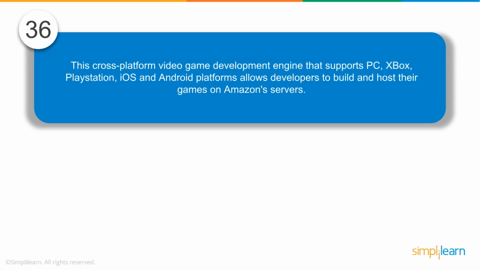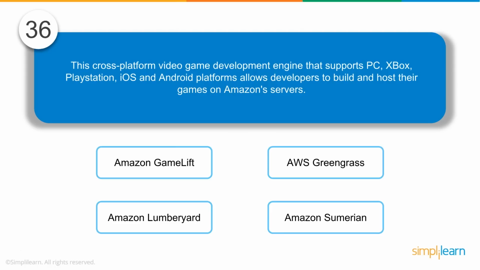This cross-platform video game development engine that supports PC, Xbox, PlayStation, iOS, and Android platforms allows developers to build and host their games on Amazon's servers. So we have Amazon GameLift, Amazon Greengrass, Amazon Lumberyard, Amazon Sumerian. Let's read the question again.